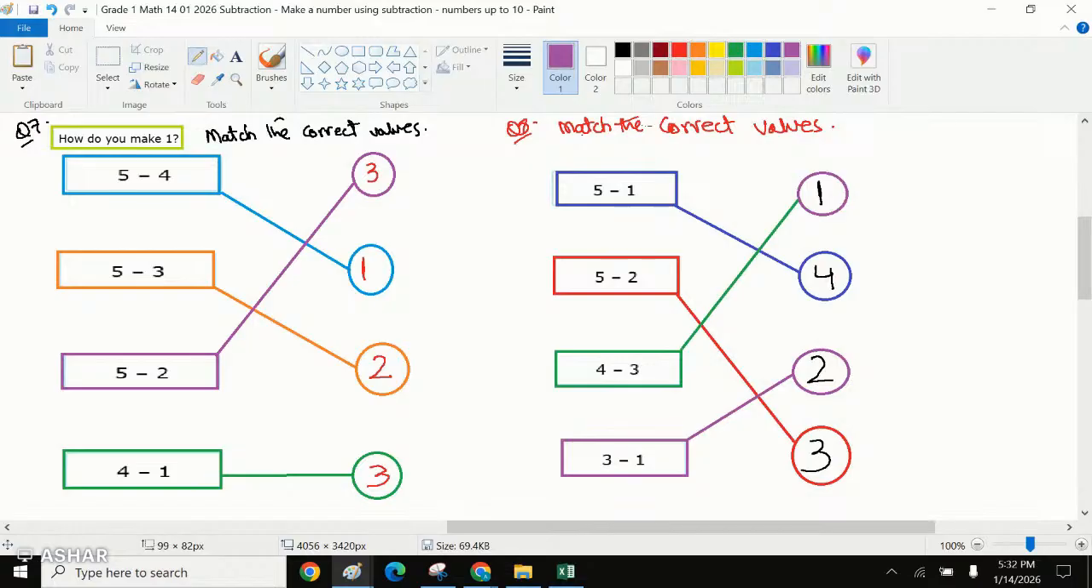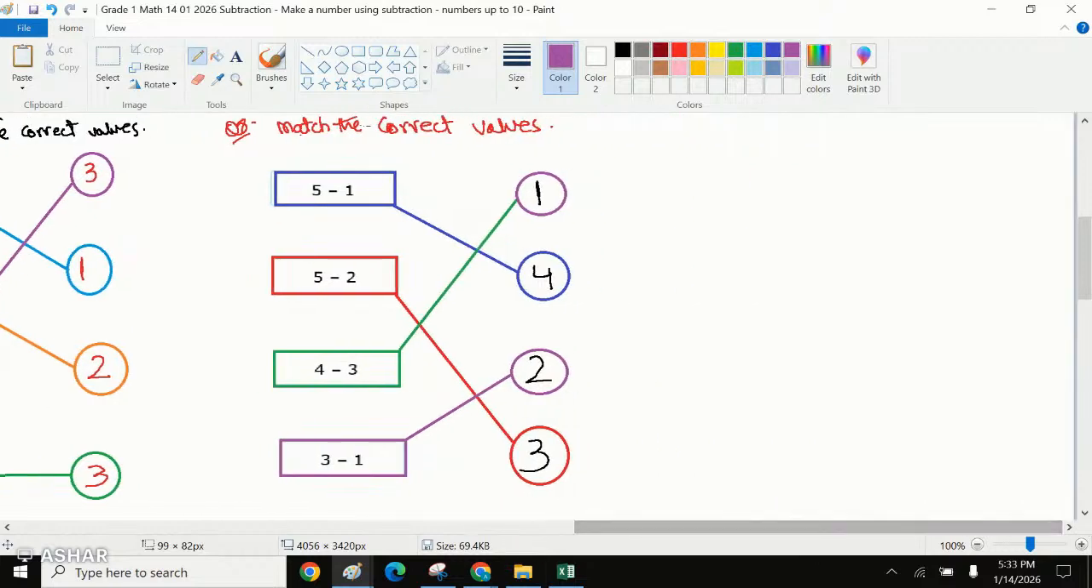Okay, so in this way what we did was we tried to match the correct values together, right? We wanted to see which answers would be, 5 minus 1 is equal to 4 and so on. We just simply match them. Okay, so let's do some questions from the test. Let's go back to the test.